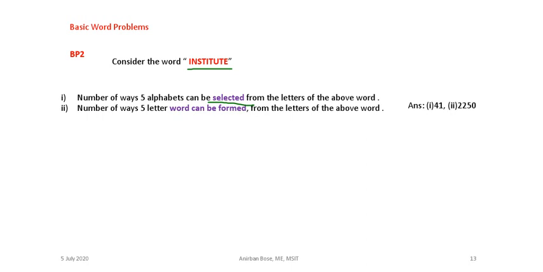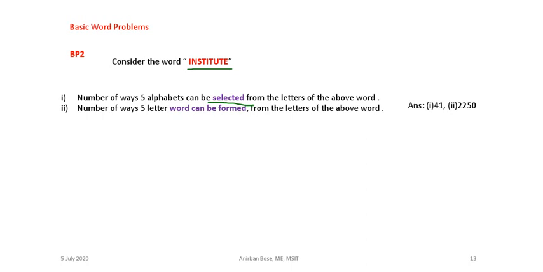It is not about making a word from these 5 letters. It is not like that. That is what the second part of the question is. So the first part is telling that 5 alphabets can be selected from the letters of the above word. Okay, so this is the question. How many ways 5 alphabets can be selected from the letters of the above word?